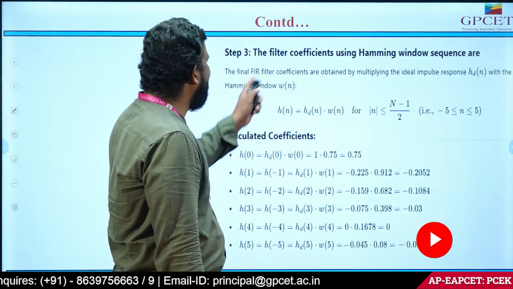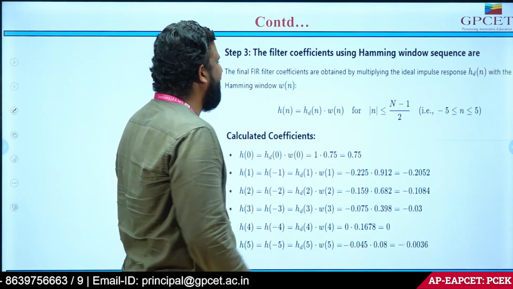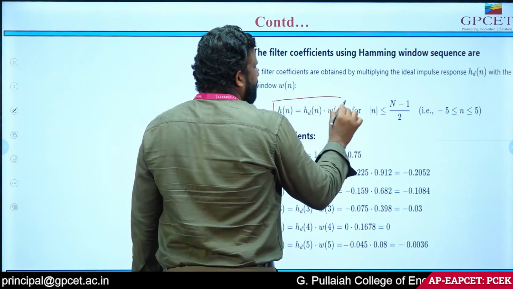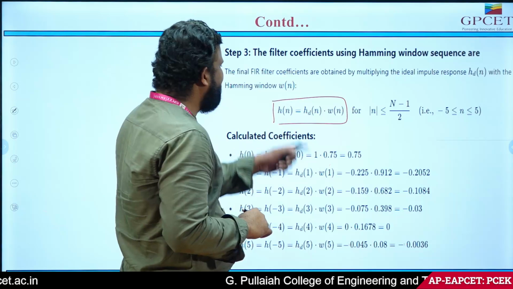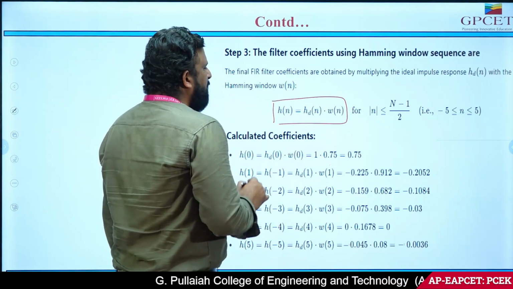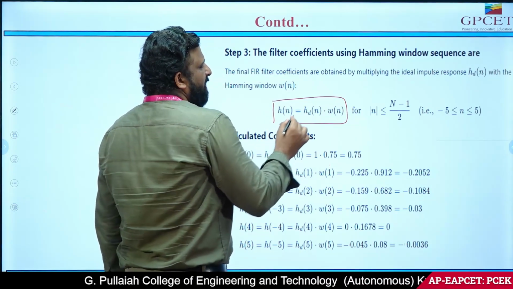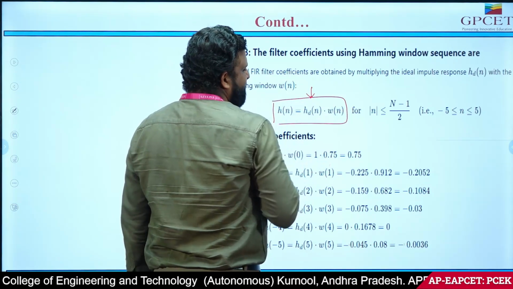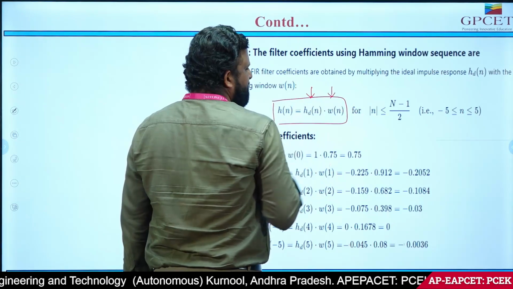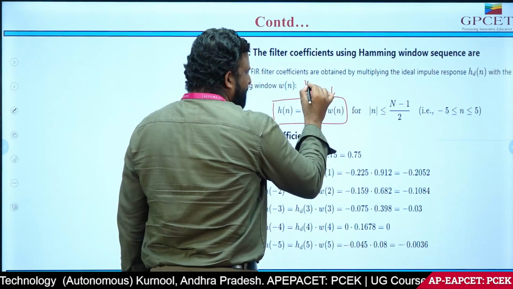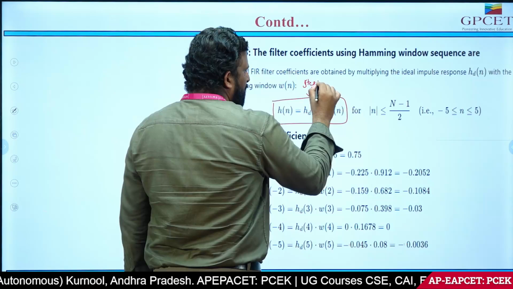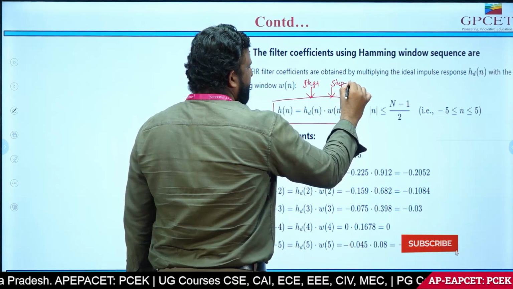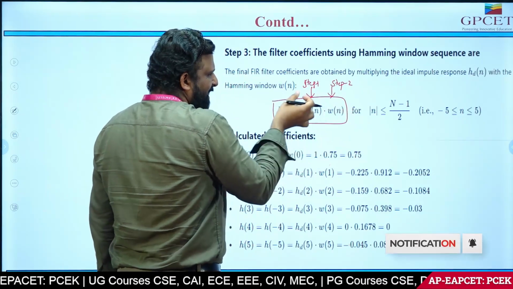transfer function, that is the final FIR filter coefficients, and we came to know how to find the value of the FIR filter coefficients. This is the equation to find the value of h of n. It will be obtained by multiplying the desired impulse response hd of n with the windowing sequence w of n. So we found these in the first step. In step 1, we found all the coefficients, and in step 2, we found all the coefficients of the Hamming window. So we got a total of 5 values here and 5 values here.